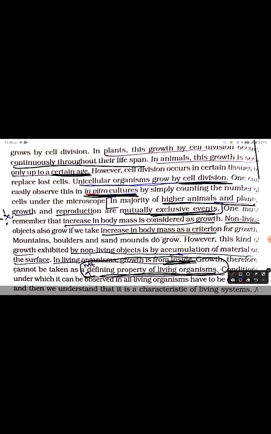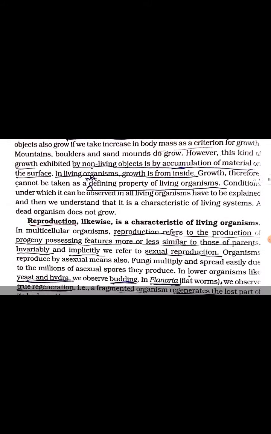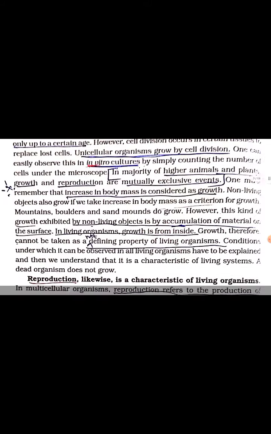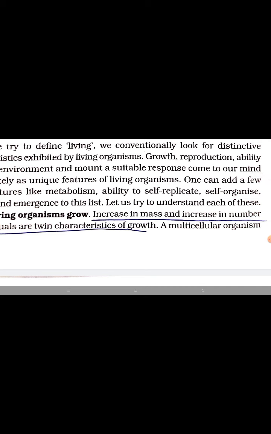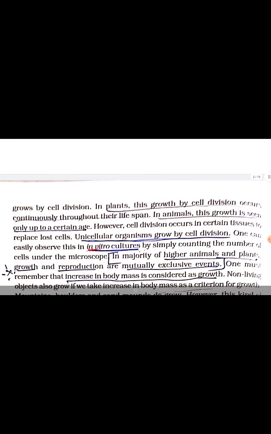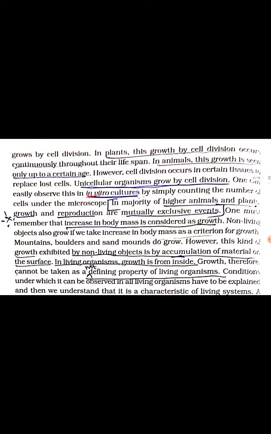So what is growth? The twin characteristics of growth are increase in mass and increase in number. In plants, growth is continuous throughout their lifespan, and in animals, it is only up to a certain age. Unicellular organisms grow through cell division, which can be clearly seen in in vitro cultures. In the majority of higher plants and animals, growth and reproduction are mutually exclusive events.